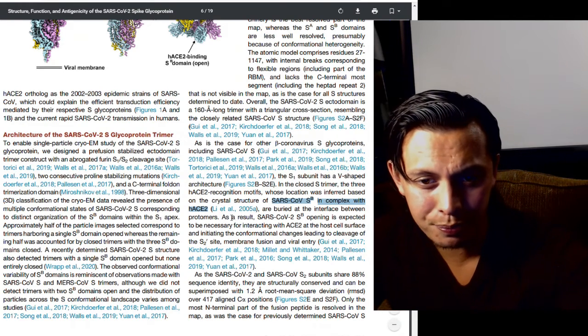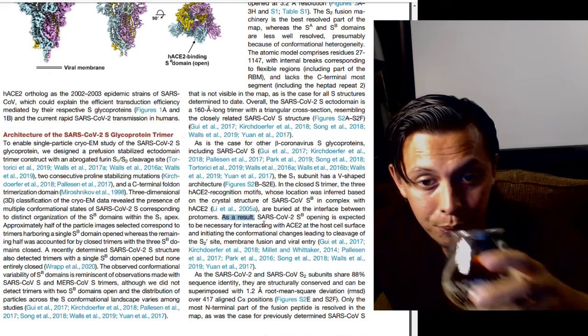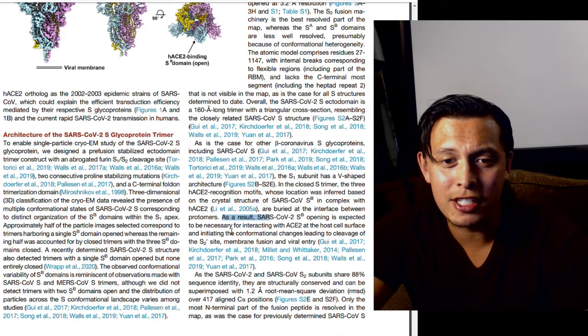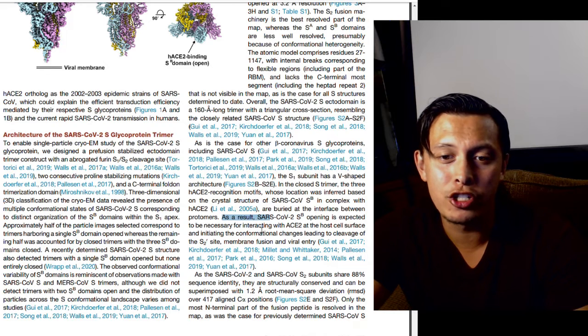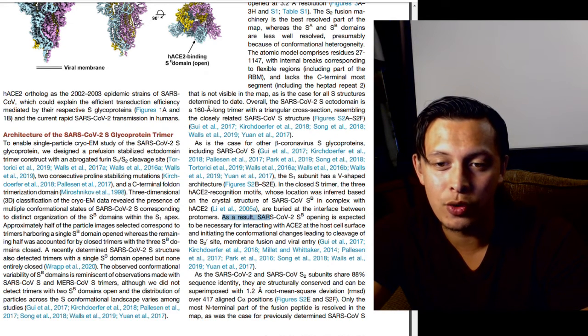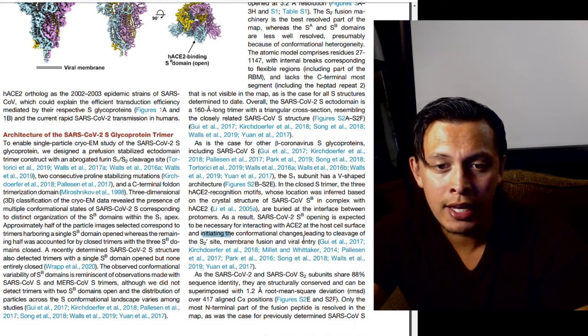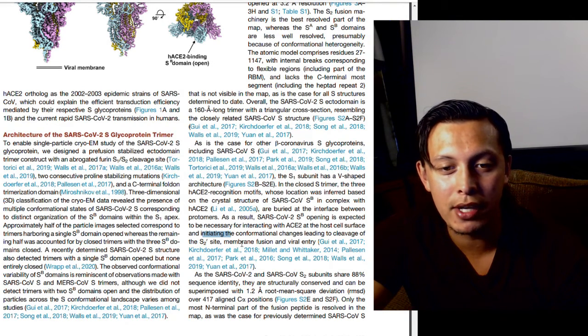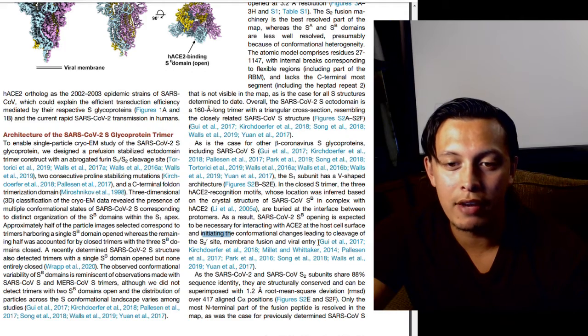So continuing, as a result, SARS-CoV-2 S binding opening is expected to be necessary for interacting with ACE2 at the host cell surface, and initiating the conformational changes leading to the cleavage of the S2' site, membrane fusion, and viral entry.